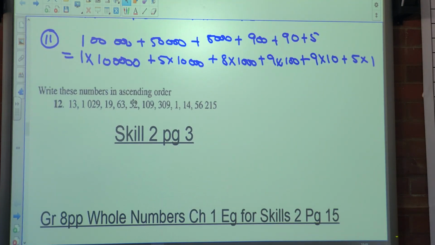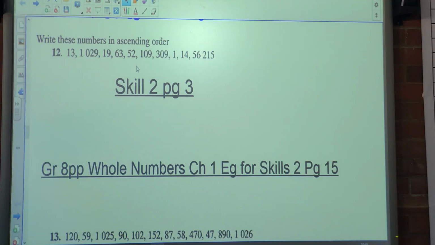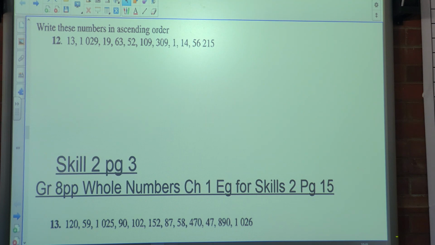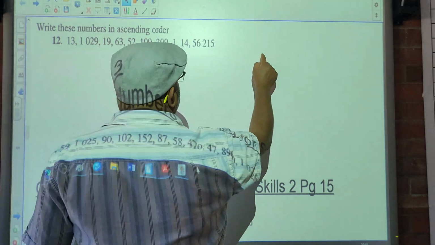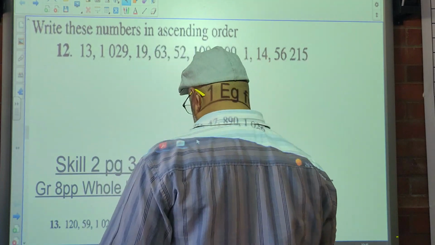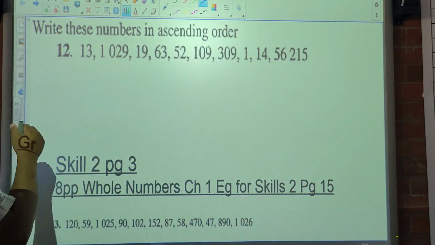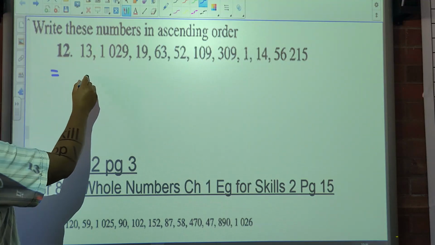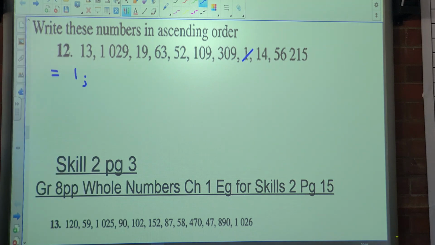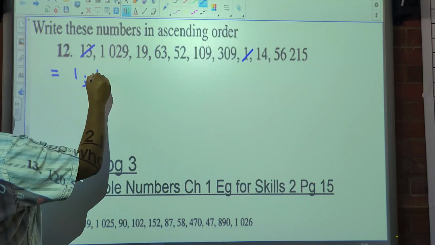So write these numbers in ascending order. Who can remind us what ascending order is? Smallest to biggest. Okay. So what's the word for biggest to smallest? Descending order. Okay, some of you took note last year. So smallest to biggest, what's the smallest number here? 1. So what I do is I cancel it out so that I don't write the number twice or miss out the number. Okay. Next one is 13.